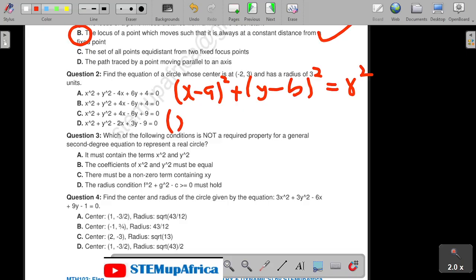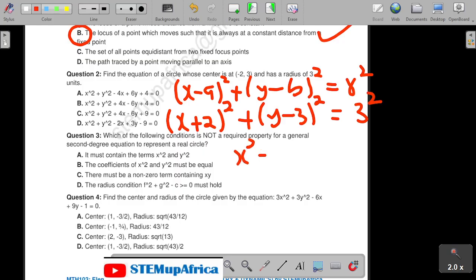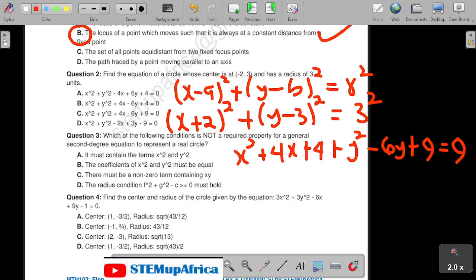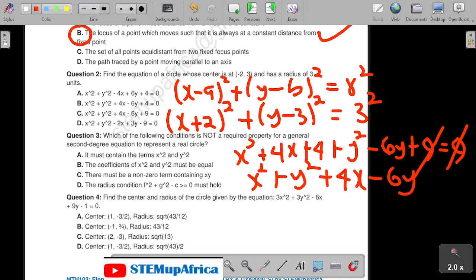So I'm going to have x plus 2 now instead of minus 2, plus y minus 3 now, equals 3 squared. So if I expand the first one, I'm going to have x squared plus 4x plus 4 plus y squared minus 6y plus 9 equals 9. Okay, so 9 and 9 will just remove themselves. If I rearrange, I'm having x squared plus y squared plus 4x minus 6y equals 0.